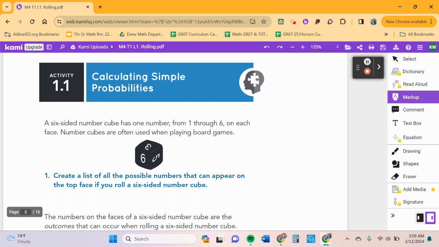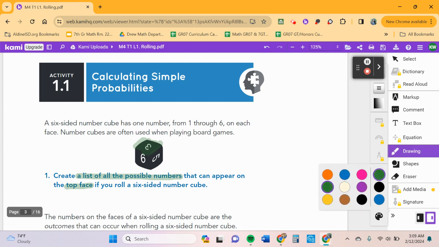It says, create a list of all possible numbers. So, creating a list of all possible numbers that can appear on the top face if you roll a six-sided number cube. Now, remember, this would be one face. I don't know if my highlighting is very clear, but that part that I highlighted where that 3 is one side or one face. So think of all of the possible outcomes.